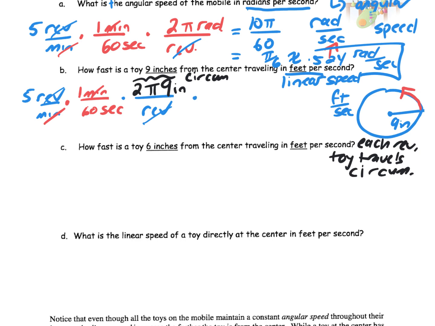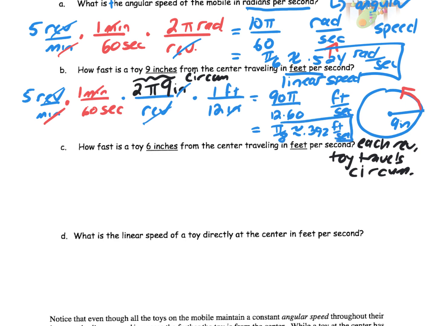And finally, we need to get from inches to feet. So I know in 12 inches, there is 1 foot. And now our units are appropriate: feet per second. If we multiply this all out and simplify, what do we get? This turns out to be 5 times 9 is 45, times 2 is 90. So 90 pi over 12 times 60. And if you simplify all this, it turns out to be pi over 8, which is about 0.392 feet per second.